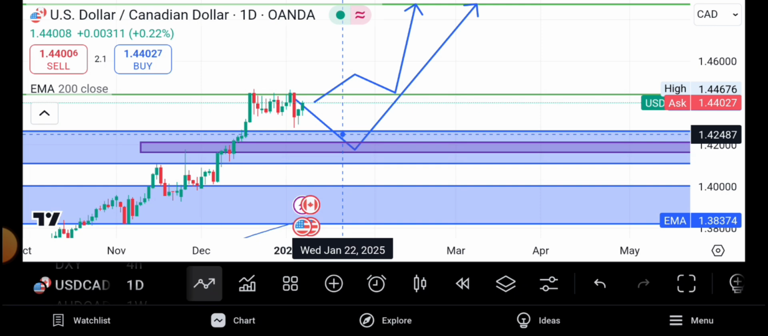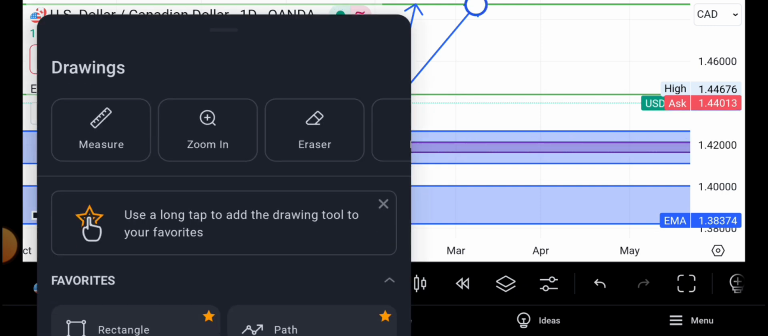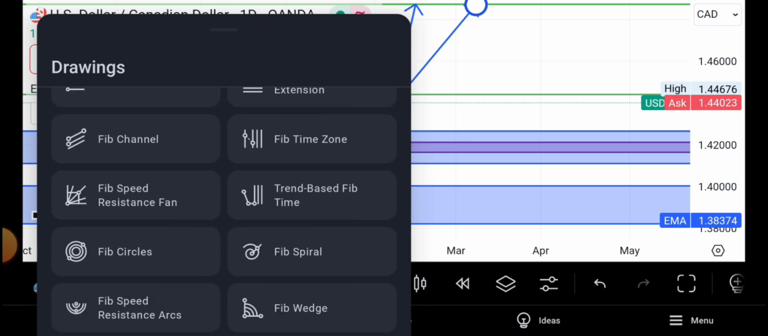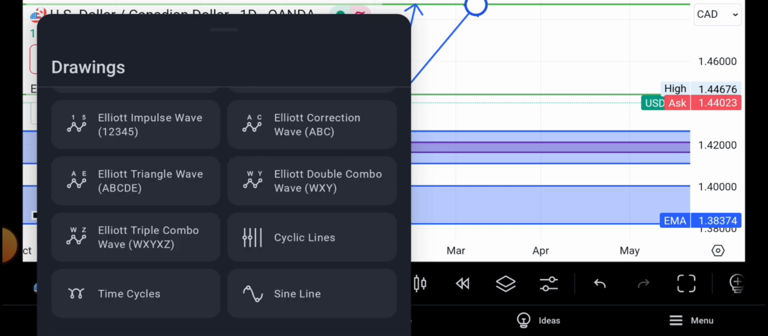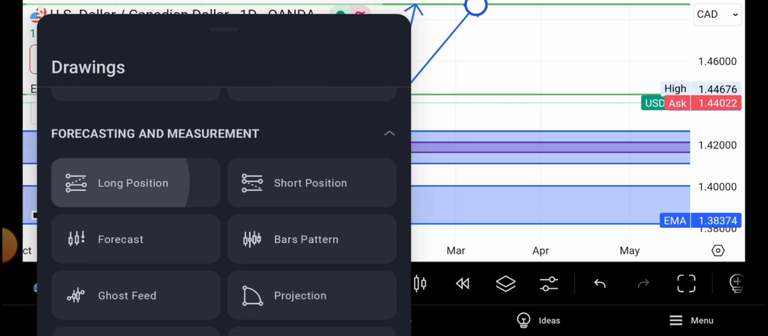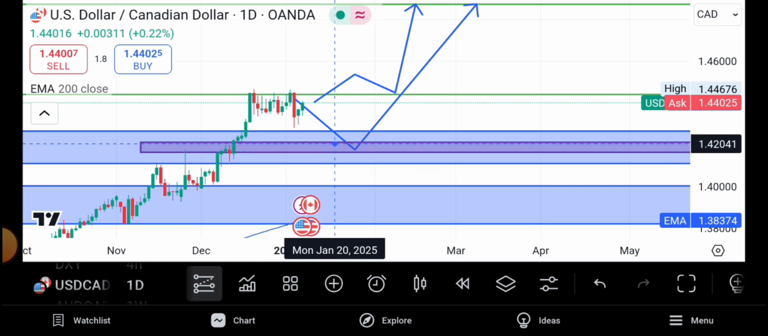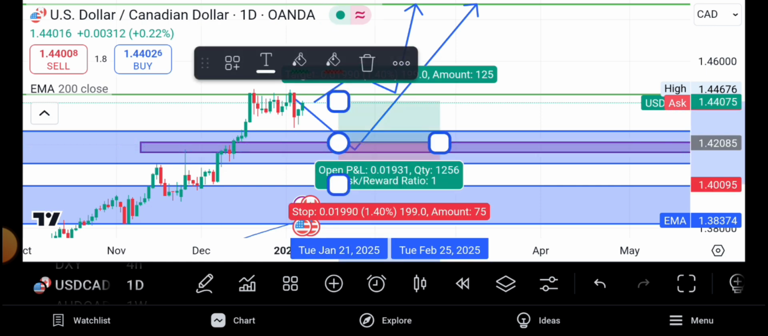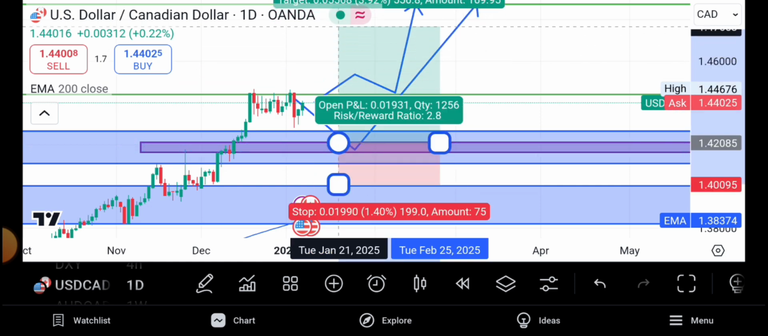So my point of interest will be here. If it comes and activates that candle, now we shall buy. We shall buy from this point, then we target our TP up to this zone.